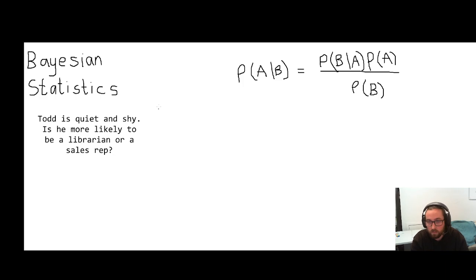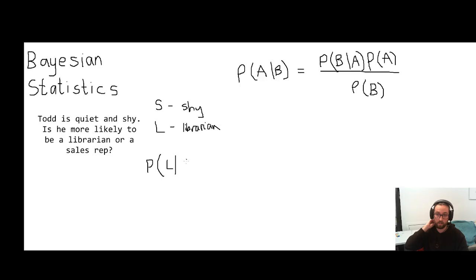So let's say that S means that Todd is shy, and L means that Todd is a librarian. Alright, so let's start with, what are they asking us? Well, they're asking us to find the probability that Todd is a librarian given that he is shy. That's what we're trying to figure out. So what do we know?